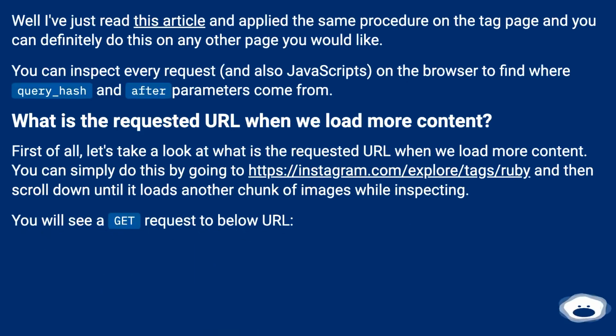Well, I've just read this article and applied the same procedure on the tag page, and you can definitely do this on any other page you would like. You can inspect every request, and also JavaScripts, in the browser to find where query_hash and after parameters come from.